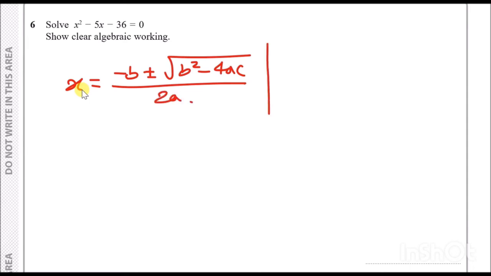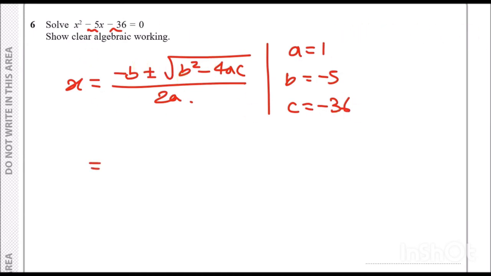Now, what are these letters? Well, these letters A, B, C are actually the values in front of the x squared, the x, and the constant. So we say that, okay, A is 1, which is the coefficient of x squared. B is going to be equal to minus 5, which is the coefficient of x. And C is the constant of minus 36. And all you guys have to do is literally plug these values into the formula.